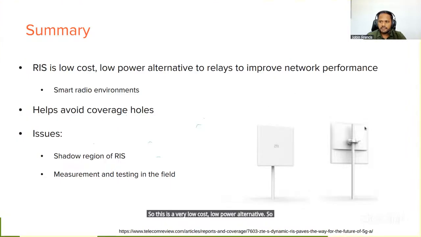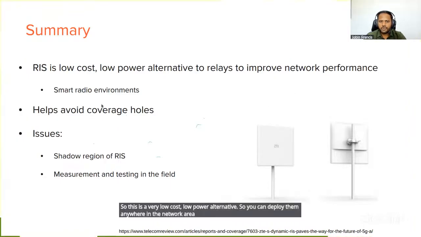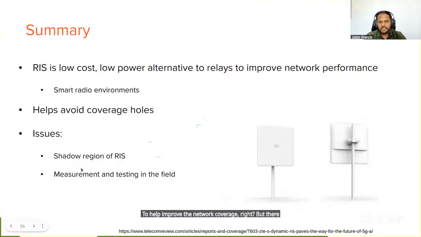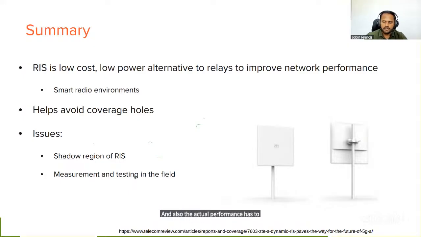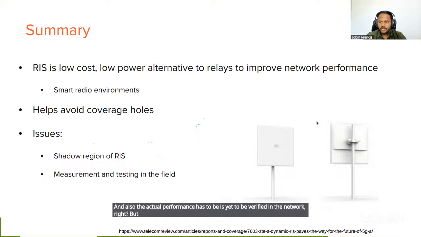So you can deploy them anywhere in the network area, and this avoids the issue of coverage holes, right? If you happen to be in a place with no cellular coverage, you can have one such surface deployed to help improve the network coverage. But there are also practical issues: what happens if you happen to be on the other side of such a surface? This surface itself can create shadow regions. And also the actual performance is yet to be verified in the network. But commercial prototypes are already available, and this is one such from ZTE, a Chinese company that manufactures radio equipment.